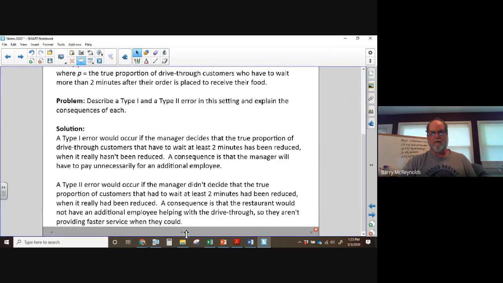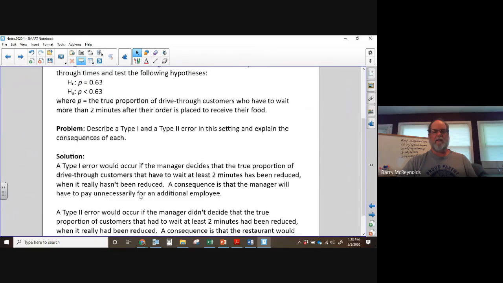Okay, so type 2 error would be this, where the manager said, oh, it really hasn't improved, when it in fact actually had been improved. So type 2 error is failing to reject the null hypothesis when in fact it's false. And the null hypothesis is false here because it really did go down. It is truly less than 0.63.